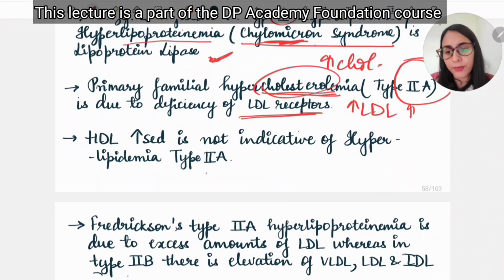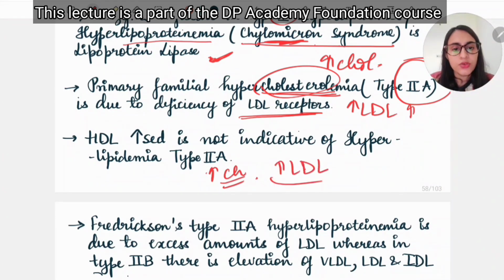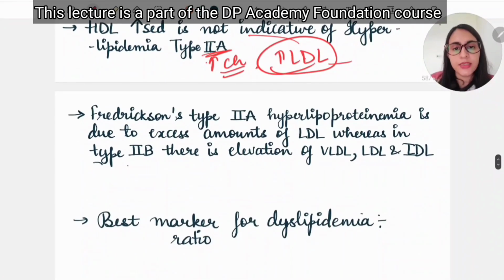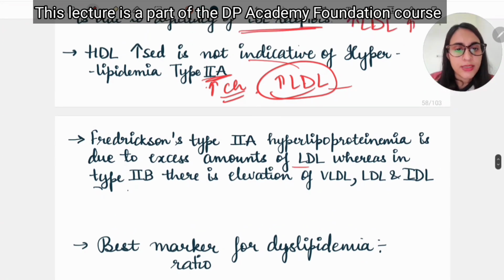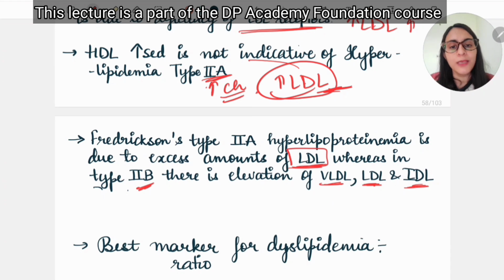Apart from that, if you remember, type 2A is increase in the cholesterol, familial hypercholesterolemia, that is increase in the LDL. So increase in the LDL is seen in type 2A, not the increase in the HDL. Type 2A hyperlipoproteinemia is due to excessive amount of LDL, as we already talked about. Whereas in type 2B there is elevation of VLDL. Apart from that, LDL and also intermediate density lipoprotein are increased in case of type 2B.